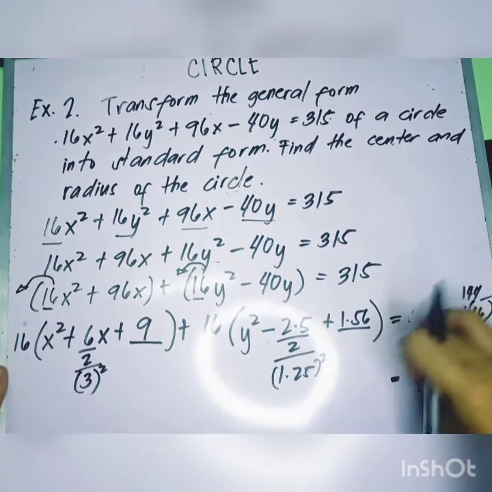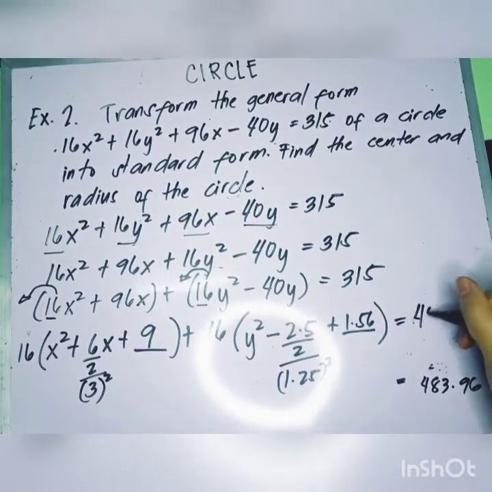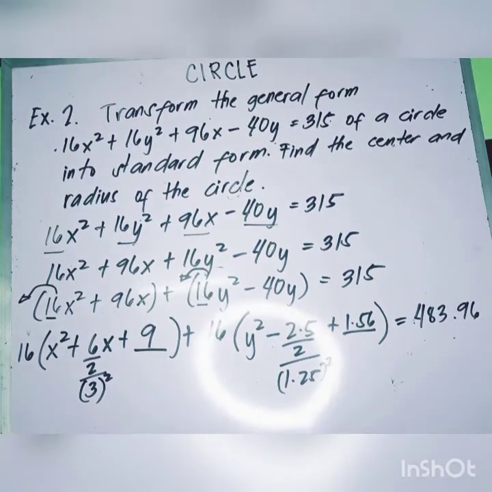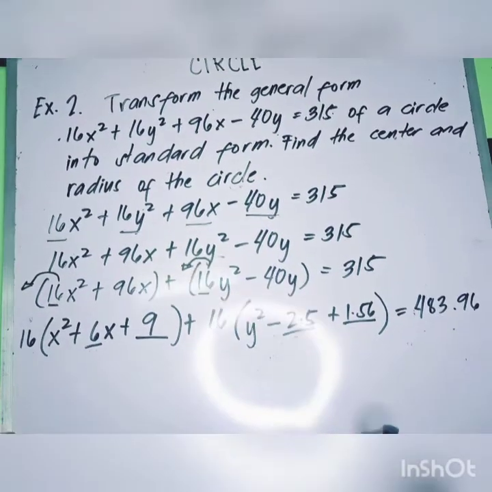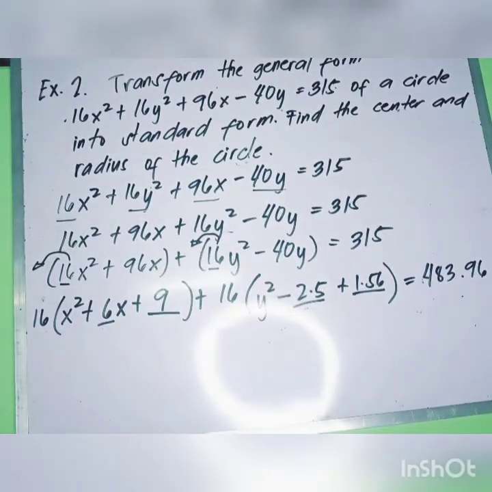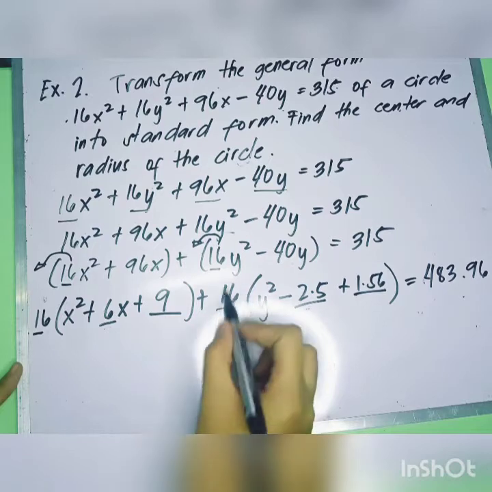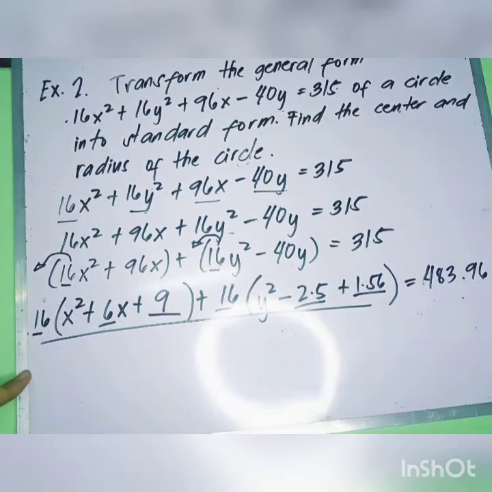Okay, after nyan, i-simplify natin. So, ilalagay natin dito para magkasya lahat. So, we'll have 483.96. Okay, we can erase this one na. Okay, after po nyan, makuha na po yung value natin. We already simplified. You have to cancel the 16. Kailangan po natin makancel yung coefficient value na nilabas natin. To cancel po, you have to divide both sides by 16.